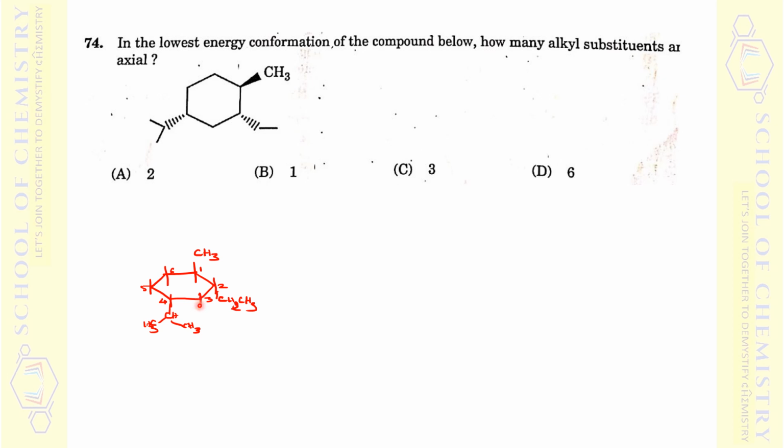Then third, no substitutions. And on the fourth carbon atom, if you number it like this, I can just indicate the numbering here also: 1, 2, 3, 4, 5 and 6. Now on the fourth carbon atom there is an isopropyl substitution, which is below the ring, and that has been indicated here. Once I convert this, I can now easily convert it to the cyclohexane form.